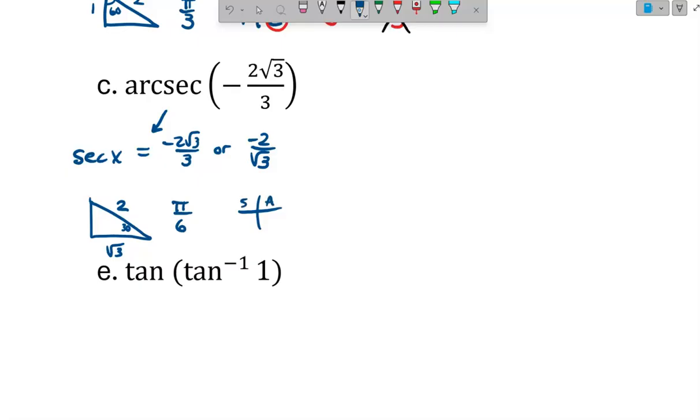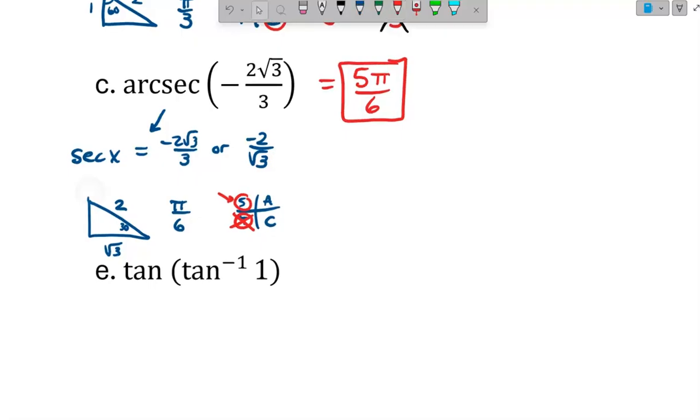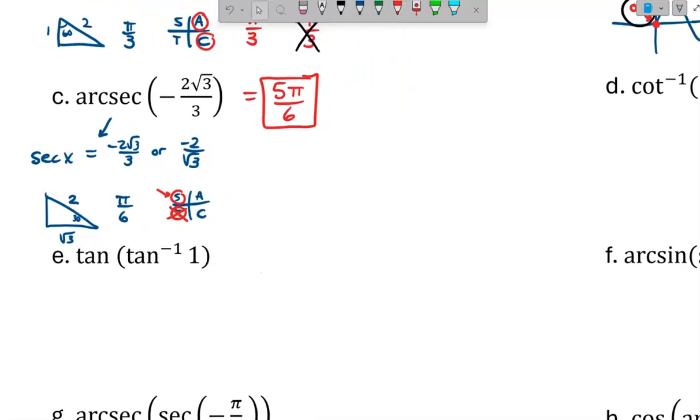When I look at my quadrants, secant is going to be negative, as it's listed here, in quadrants 2 and 3. We are only going to focus on the quadrant 2 answer because once again, the domain is restricted so that we would only get one output. So in this case, the answer that I'm looking for is 5 pi over 6. That's the quadrant 2 answer when the reference angle is pi over 6.